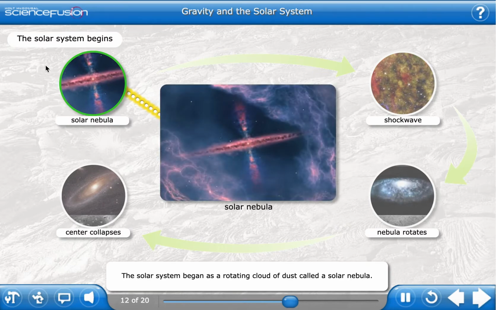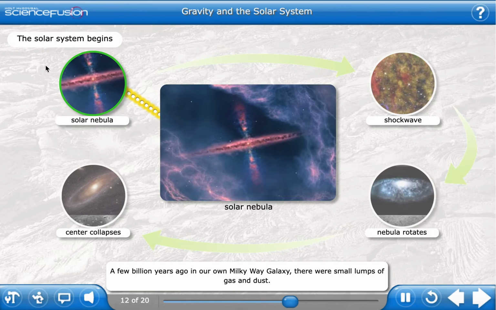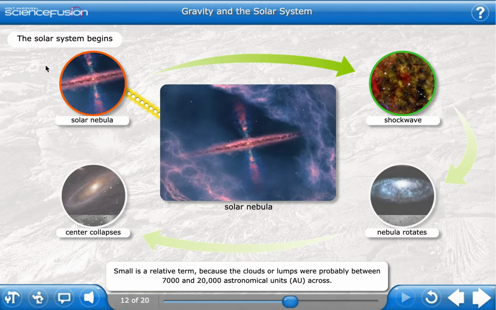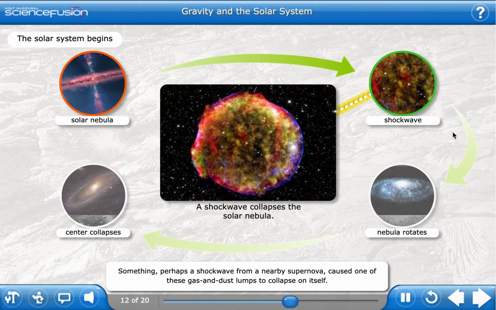The solar system began as a rotating cloud of dust called a solar nebula. A few billion years ago, in our own Milky Way galaxy, there were small lumps of gas and dust. Small is a relative term, because the clouds or lumps were probably between 7,000 and 20,000 astronomical units, AU, across. Something, perhaps a shock wave from a nearby supernova, caused one of these gas and dust lumps to collapse on itself.